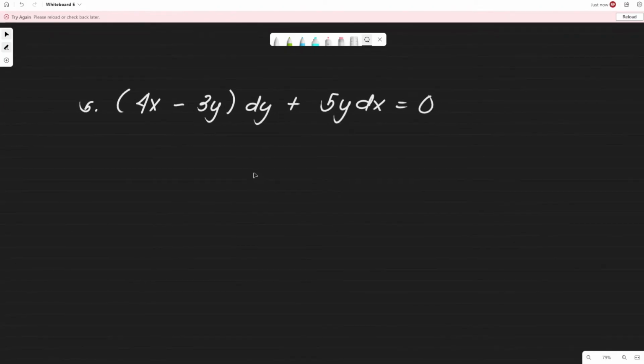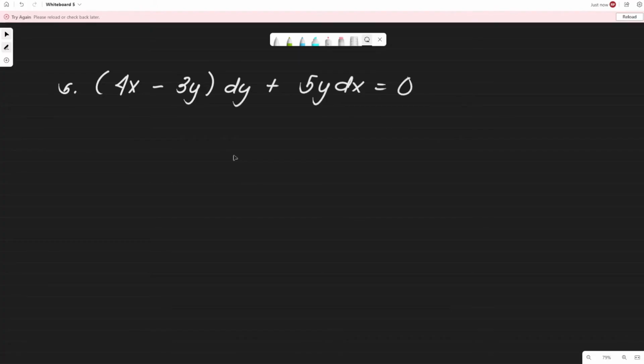Ayan. So, we have our last example, no? 4x minus 3y dy plus 5y dx is equal to 0. So, it would be quite hard to evaluate this in x, no? So, sabi ko nga, kapag may standalone multiplied to the opposite variable, opposite differential, just like this one, we have y multiplied to dx. So this is linear in y. Wag niyo na pahirapan yung sarili niyo. This is linear in y.